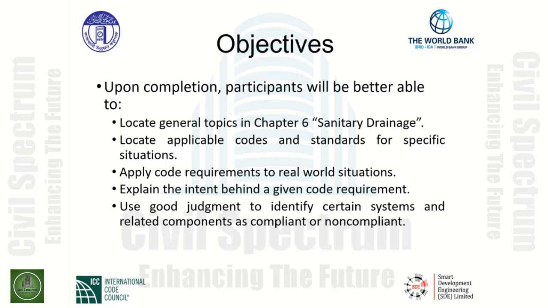We utilize the code as a guide for not only the design basis of a system regarding sanitary drainage and venting, but also the installation requirements for a safe system for the end user.